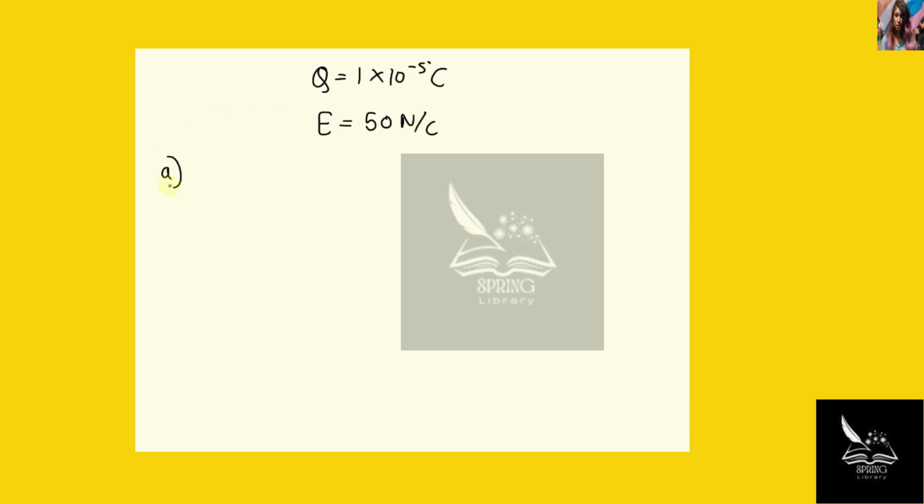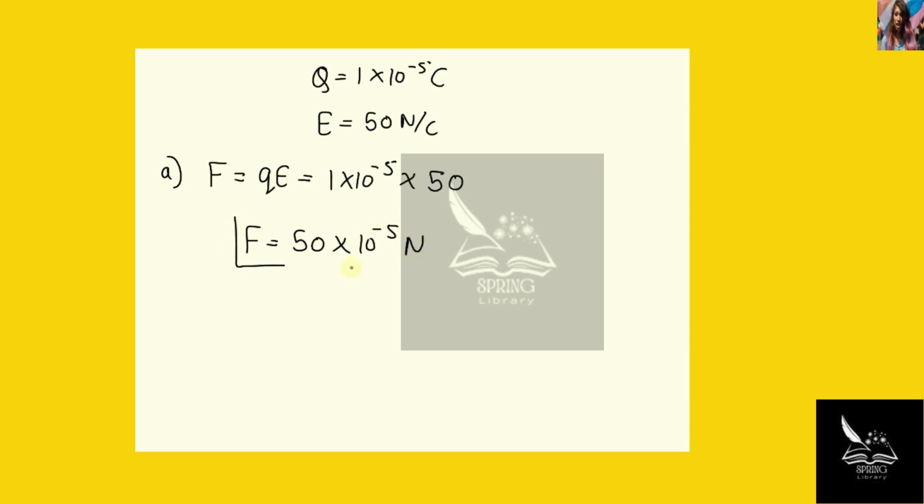So first one, what is the force applied on the particle? We have to find out the force. We will use the equation F is equal to Q times E. Now we have this charge Q as 1 into 10 raised to minus 5, and this electric field is 50. So from here the force we will get as 50 into 10 raised to minus 5 newtons. So this is the force.